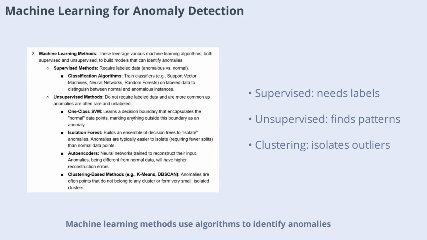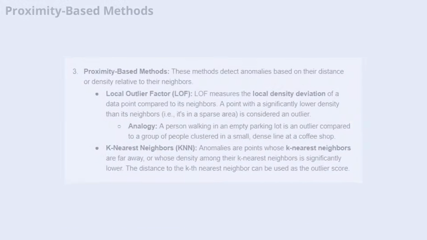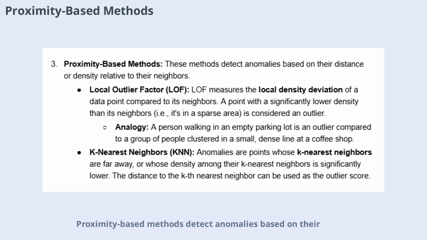Machine learning methods use algorithms to identify anomalies. Supervised methods like classification algorithms require labeled data to distinguish between normal and anomalous instances. Unsupervised methods, which are more common since anomalies are often unlabeled, don't need labeled data. Examples include one-class SVM, which defines a boundary for normal data, isolation forest, which isolates anomalies using decision trees, autoencoders, which identify anomalies by high reconstruction errors, and clustering-based methods, which flag points that don't belong to a cluster or form small clusters.